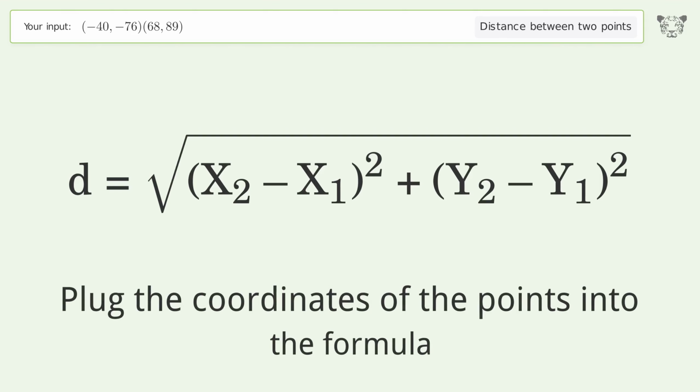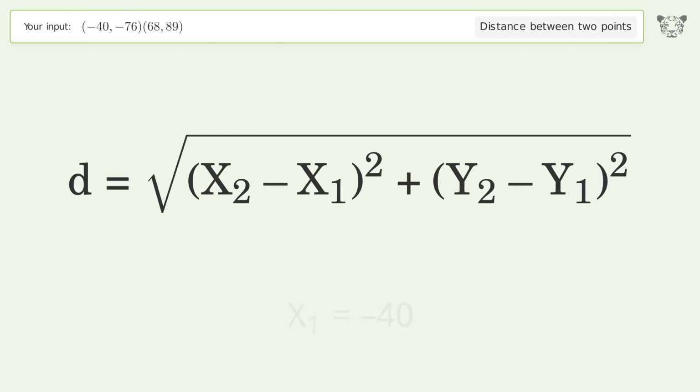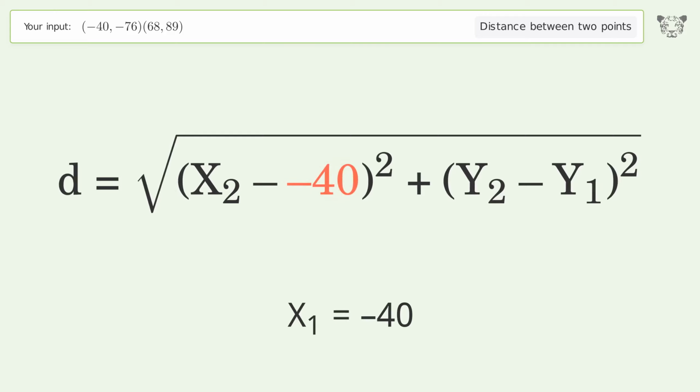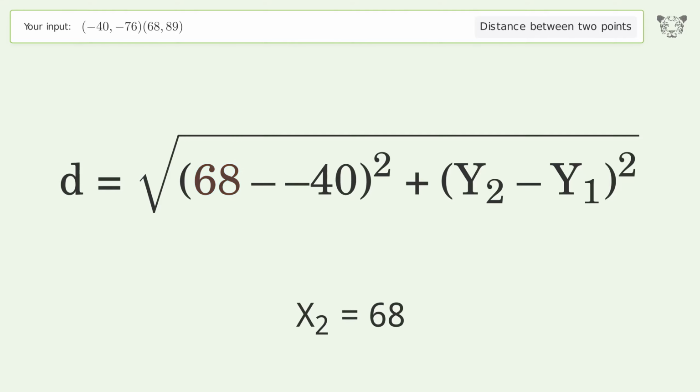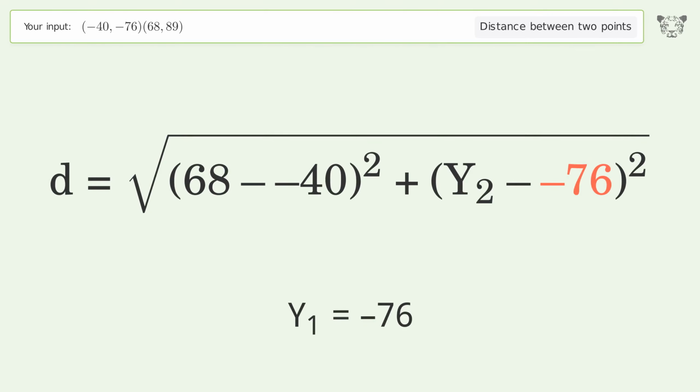Plug the coordinates of the points into the formula. x1 equals -40. x2 equals 68. y1 equals -76. y2 equals 89.